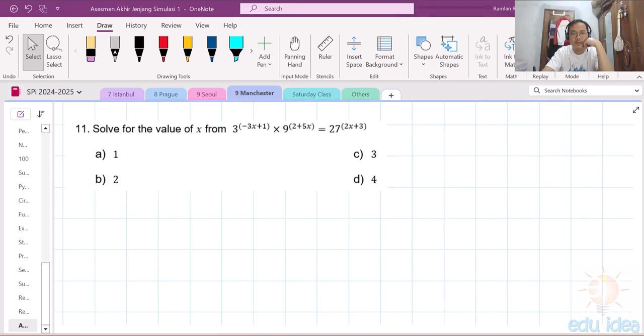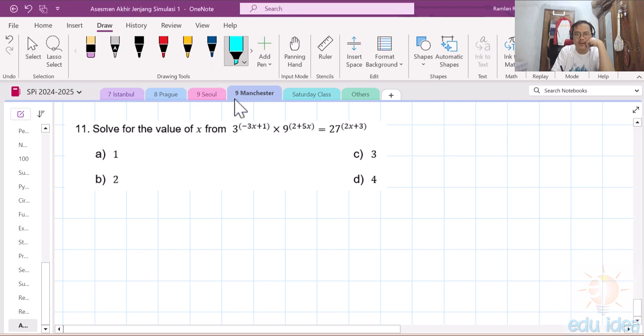Okay, let's move on to number 11. Solve for the value of x from that equation. Now, if you see an exponential equation like this one and you want to solve it, the thing that you need to see here is that if you have different bases, you should make them the same.